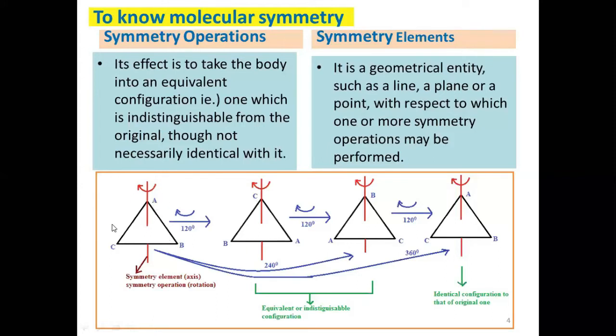So here, this is the original configuration on which the rotation is performed, and finally after a 360 degree rotation, we get a configuration exactly similar to the original one, and that is said to be the identical configuration. So here, which is the symmetry element? The axis is the symmetry element, and which is the symmetry operation? It is the rotation operation. In a similar fashion, we have various symmetry elements such as a plane or a point with respect to which symmetry operations are performed, and we will see them in the coming slides.